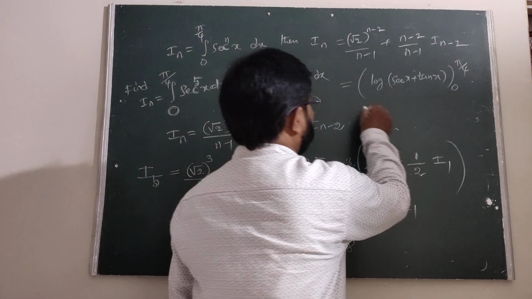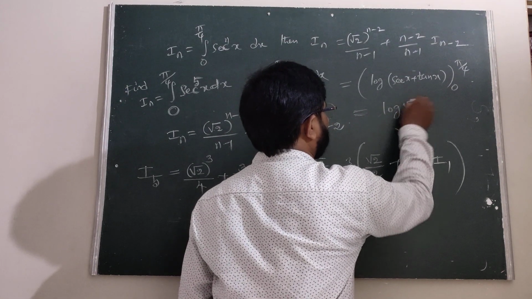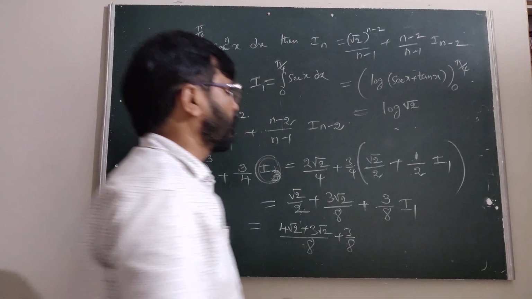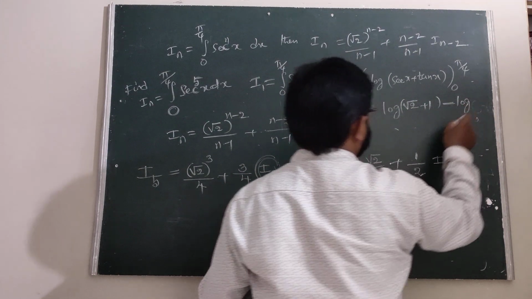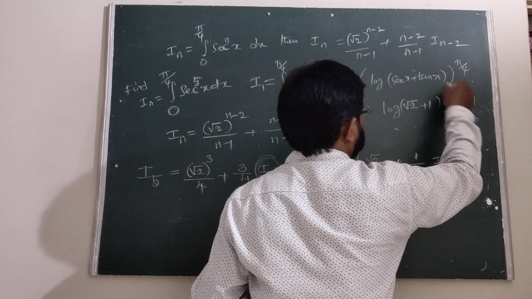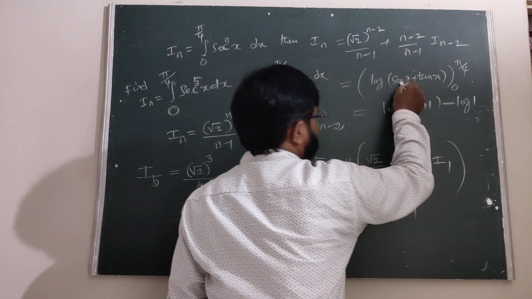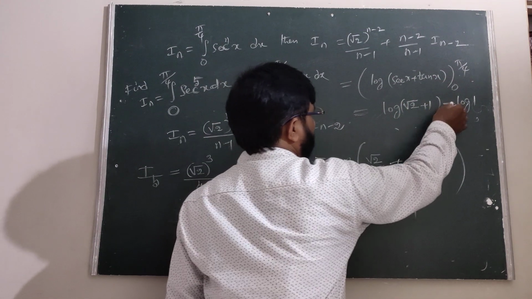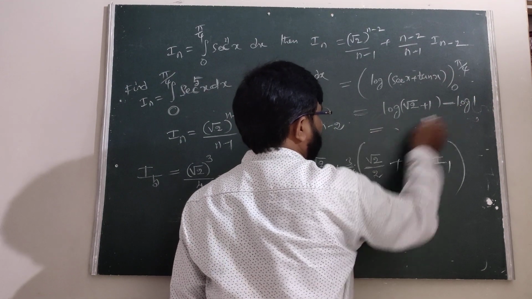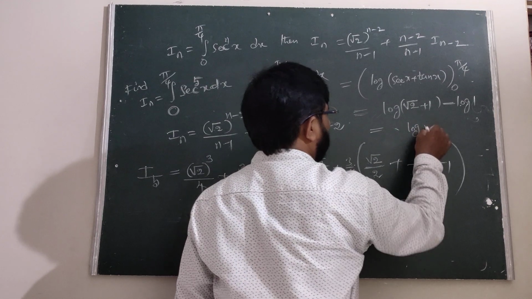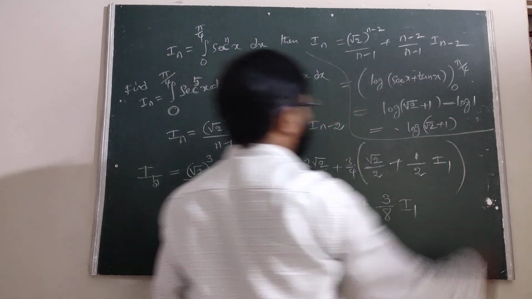Now substituting the upper limit: log mod of secant pi by 4, secant 45 is root 2, tan 45 is 1, minus secant 0 is 1, tan 0 is 0. Now the value of log 1 is 0. So this is log mod of root 2 plus 1. This is the answer.